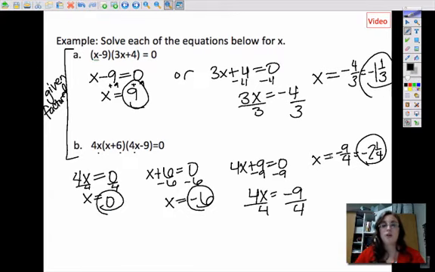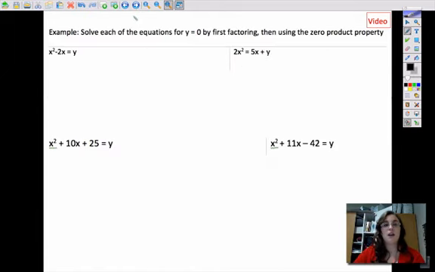So when I'm circling, depending on how many factors I had to start with is going to be how many answers I have. So I had 3 factors in this one, I have 3 answers. I had 2 factors in the first one, which means I have 2 answers. Okay? So now we need to factor.